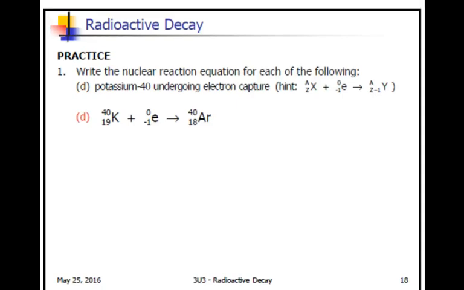For electron capture, let's look at potassium 40. So when potassium 40 undergoes the electron capture, the electron is added on the left side of the equation, on the reactant side. And our product is 1 to the left of potassium. So it's actually the noble gas argon, and that is argon 40.